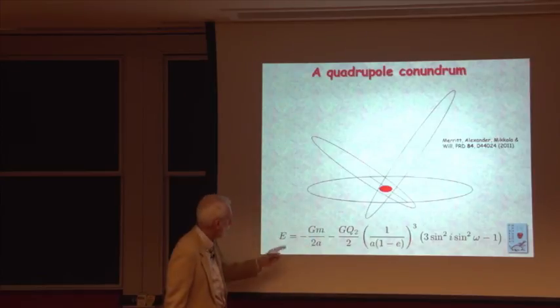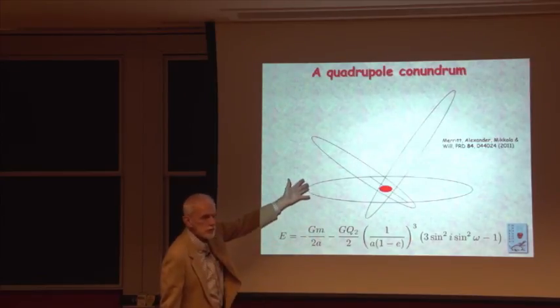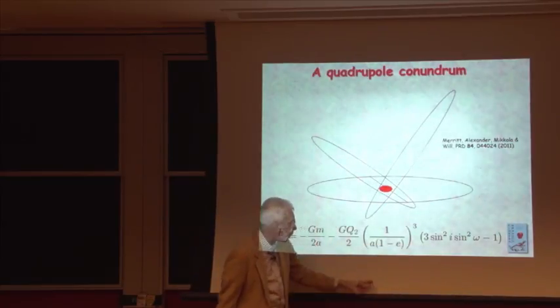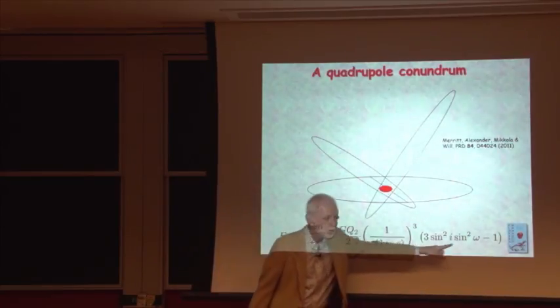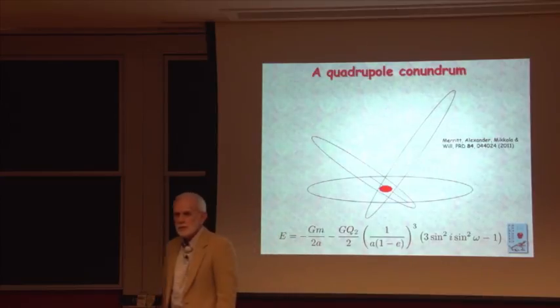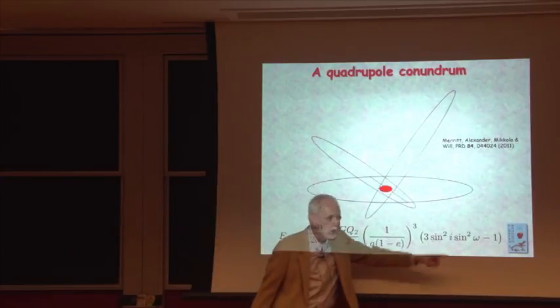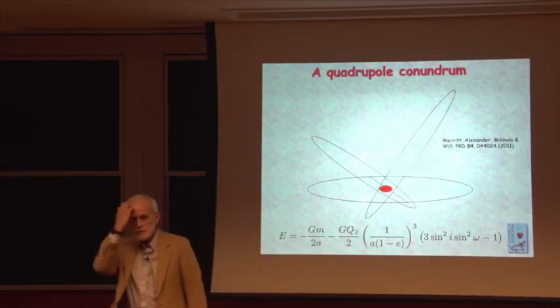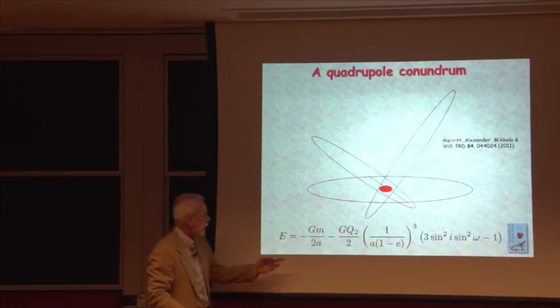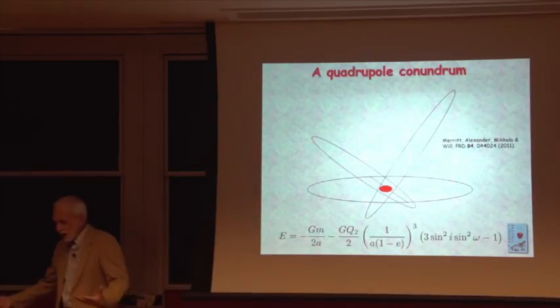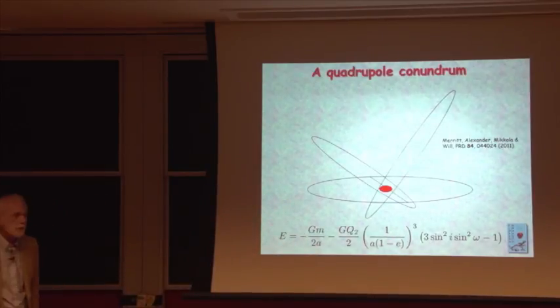The trouble is, energy is constant. In this problem, it's trivial to show that A is constant, I is constant, and E is constant. So everything here is constant except omega, which is varying. So something has to give. Energy is conserved. Everything else is constant but omega. What has gone wrong? Well, maybe A must vary in order to compensate for this. So I had to think about, how do you resolve this conundrum?